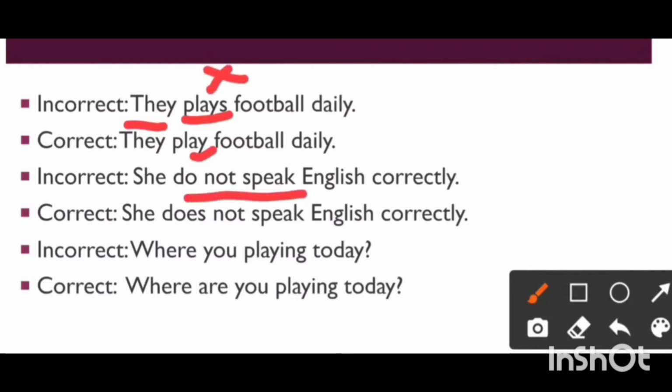She do not speak English correctly. "Do not speak" is a plural verb in negative, and "she" is a singular subject. So no match, no agreement. The correct answer is "she does not speak English correctly."